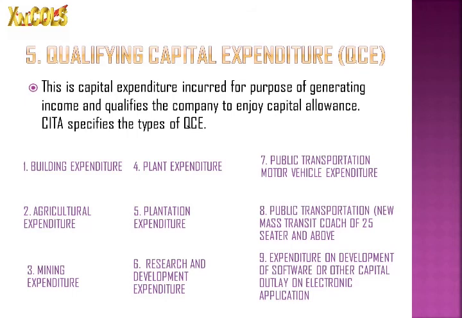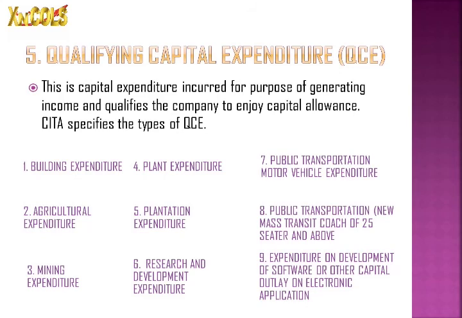We are building, of course, as the number 1. The next one we have plant: expenditure on building, expenditure on plant, expenditure on public transportation, so vehicles used for public transportation. You have agricultural expenditure, plantation expenditure, public transportation, new mass transit coaches of 25-seater and above, mining expenditure, research and development expenditure, expenditure on development of software or other digital outlay on electronic application.